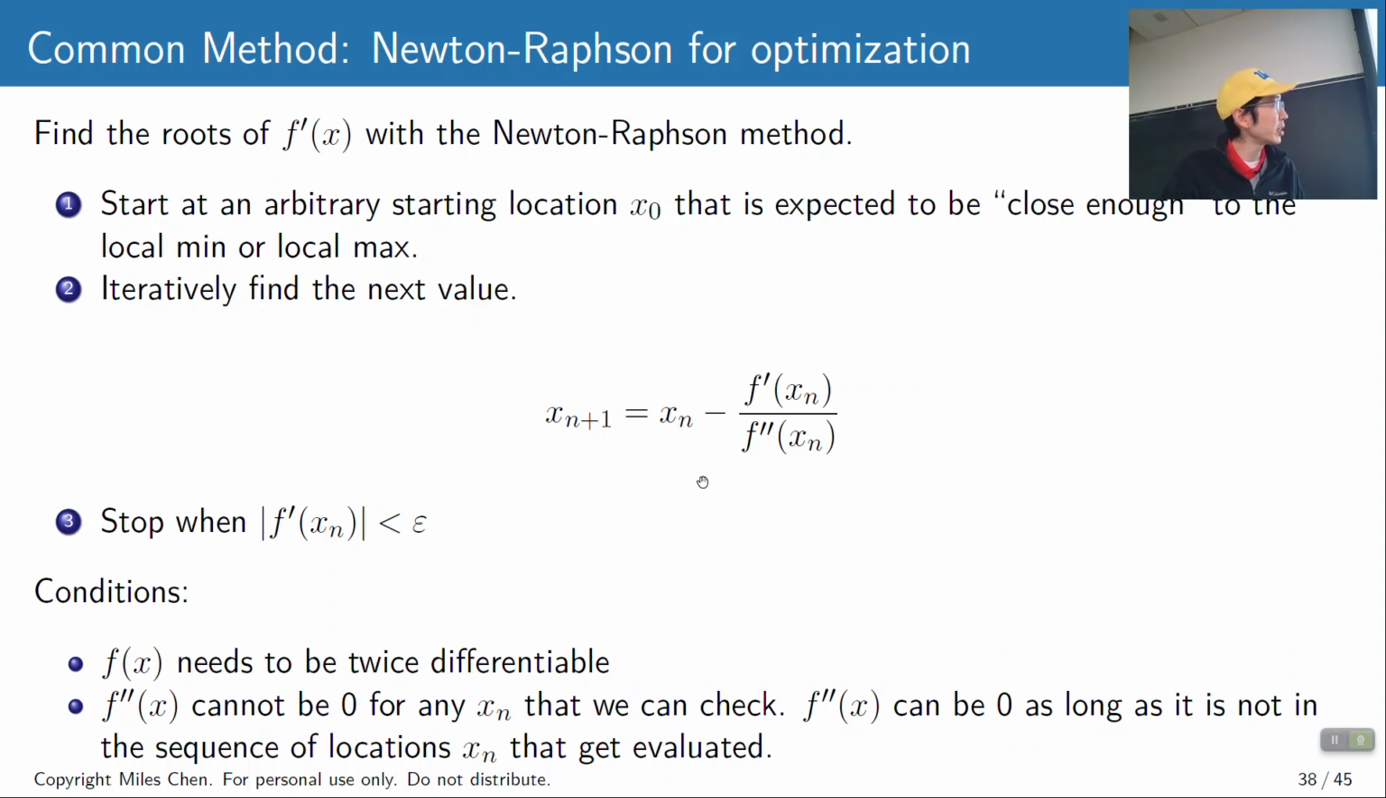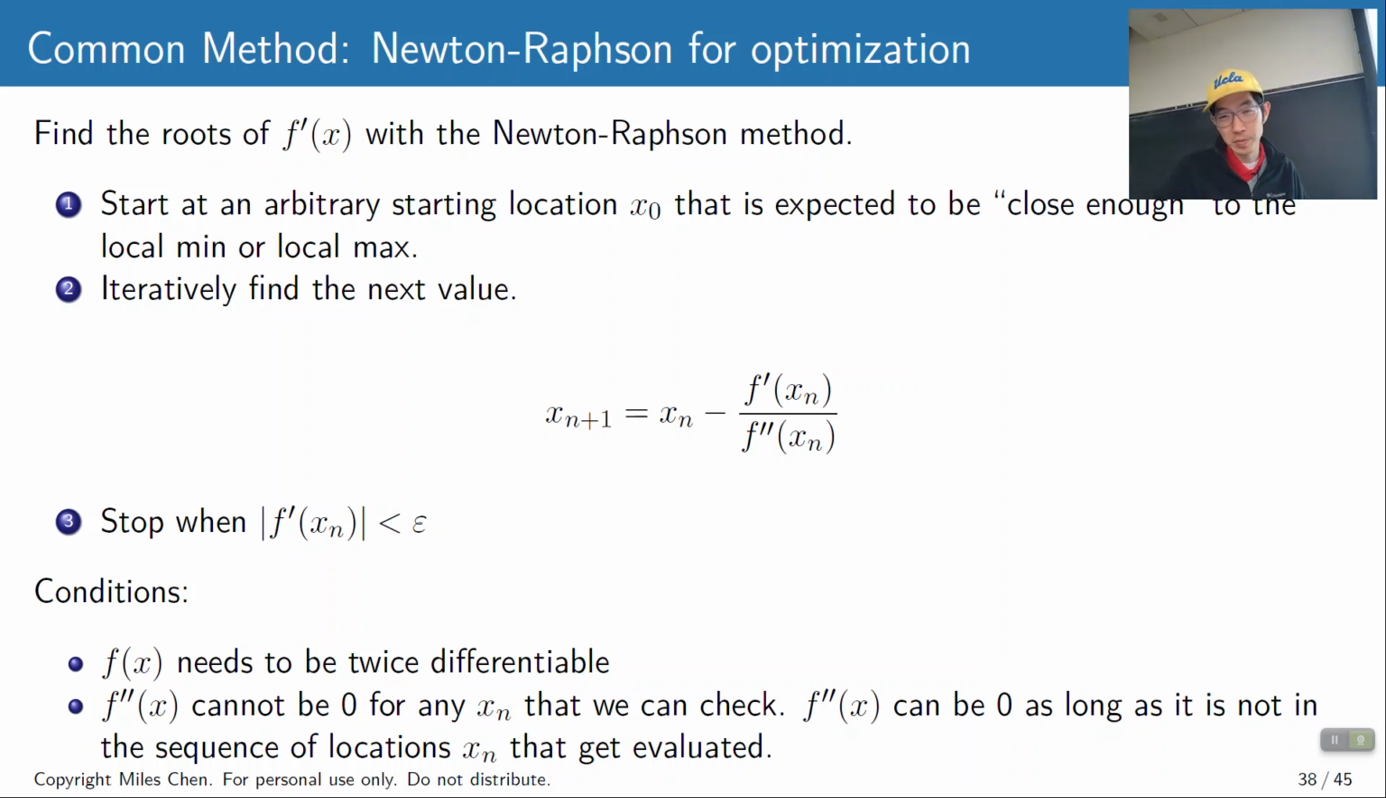And then f double prime cannot be 0 for any of the x's that we check. Okay, it is allowed to be 0. You are allowed to have inflection points and things like that, but it just cannot be one of the values in your sequence of x of n values, right? And if it ends up being in your sequence and it breaks, just try a different starting point, and maybe you'll have better luck there. Or it could just be one of those cases where the Newton-Raphson method doesn't converge, right? Those are things that happen with the Newton-Raphson method.